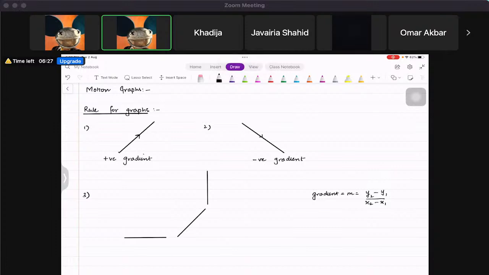Now, if you see a horizontal line, this means that the gradient of this line is going to be 0 because it does not have any slope. If you see a slanted straight line, it means that the gradient here is constant. If you see a completely vertical line, this means that the gradient here is maximum, or you could call it infinity. Is it clear?